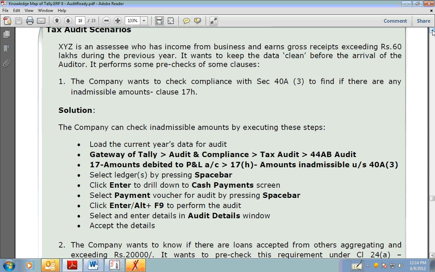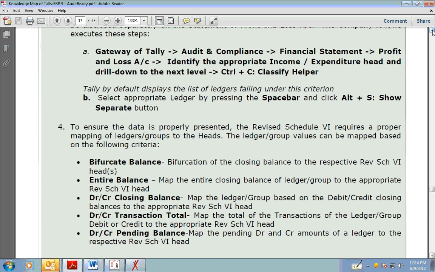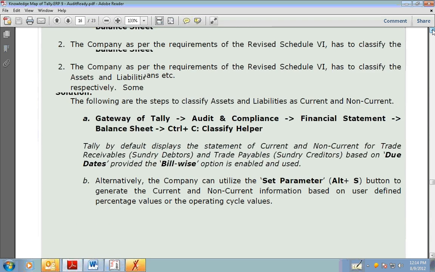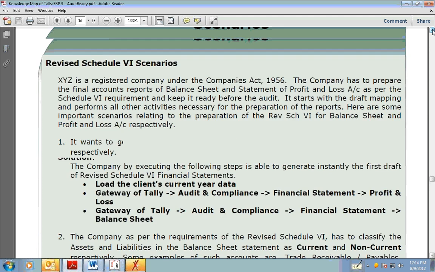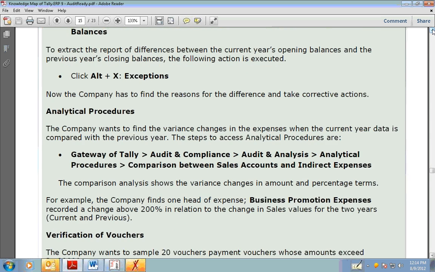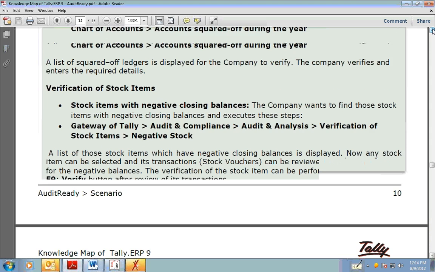We have some scenarios also, in the audit part, showing how we can get exposure to the entire tool with certain scenarios. So we'll check those scenarios.